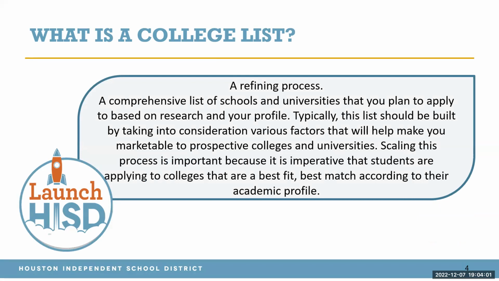Typically when taking students through this process, I try to get them to understand that it's important they're applying to colleges that are a best fit and a best match based on their academic profile. For example, if you have a student with a 1.9 GPA, we don't necessarily need to be applying to University of Texas at Austin or Texas A&M. For one, that's a waste of money because you're probably paying $75 to $90 for college applications. And two, it saves time and a little disappointment in the long run.